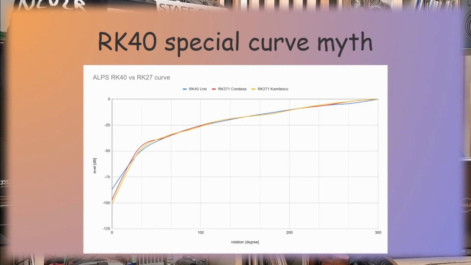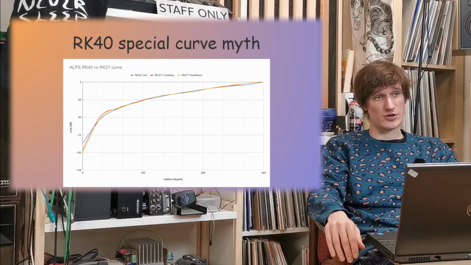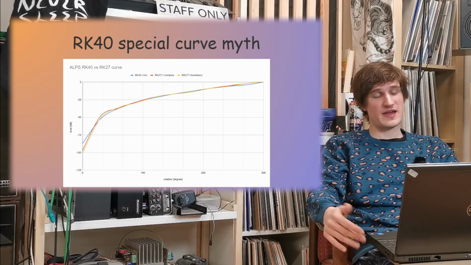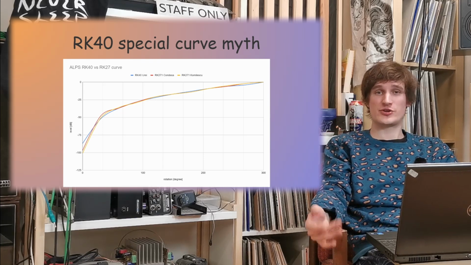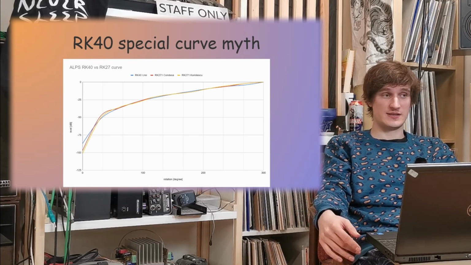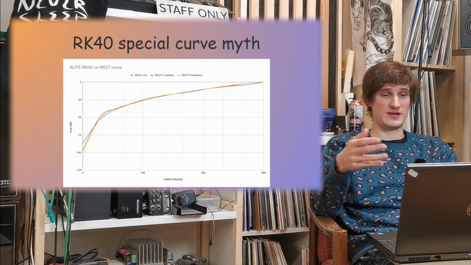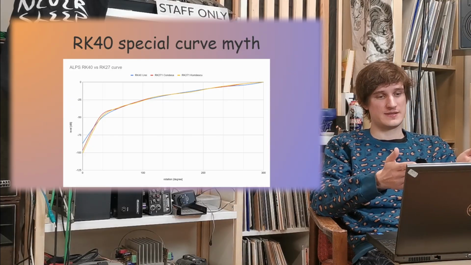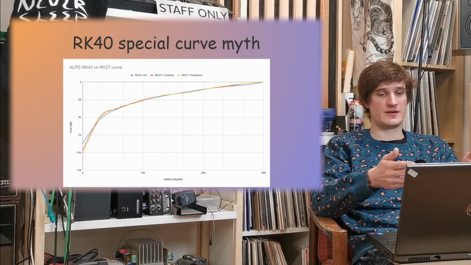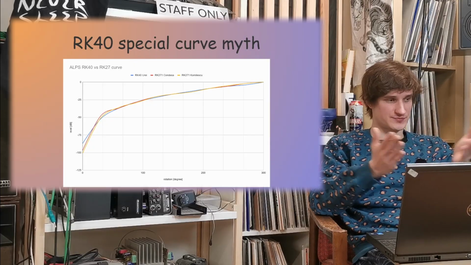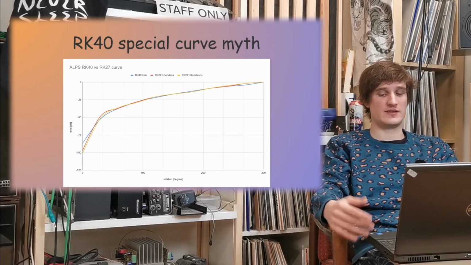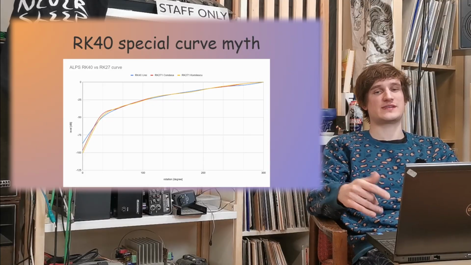I can say that the curves of old RK40 from Array and modern RK27 are just identical. So I guess that this myth is busted, but if you know about any source of this myth, or there is something that can confirm this myth and tell that my measurement or my research is not exactly true, please get in touch with me or comment it in the comment section, because I'm really curious about this myth.